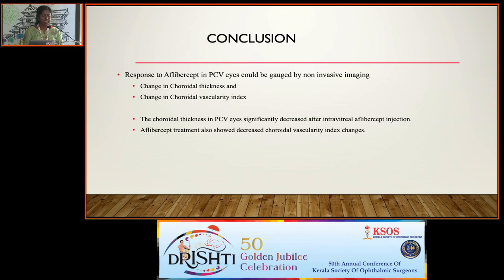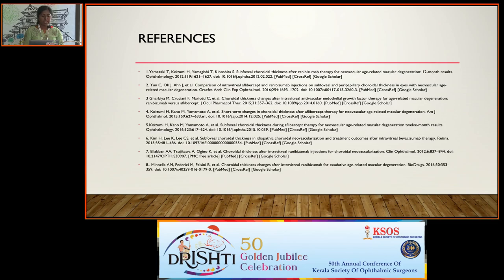Choroidal thickness in PCV eyes significantly decreased after intravitreal aflibercept injection. Aflibercept treatment also showed decreased choroidal vascularity index changes. These are my references. Thank you.